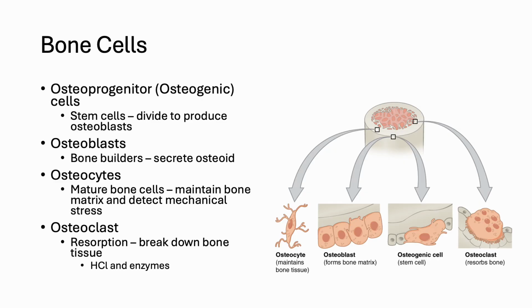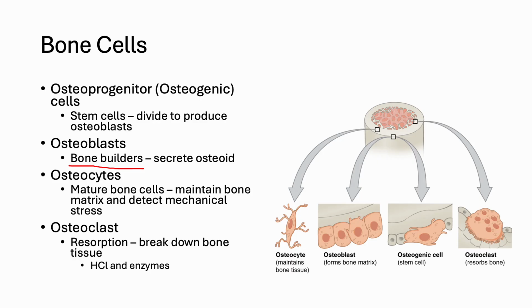So before we get into bone growth, let's just remind ourselves of the type of bone cells that are found in bone tissue. So we have the stem cells, right, we call those osteoprogenitor cells. You may also see them referred to as osteogenic. These cells are going to remain as stem cells, but they can divide to produce our bone builders, or our osteoblasts. So blasts are builders. So osteoblasts are builders of bone tissue.